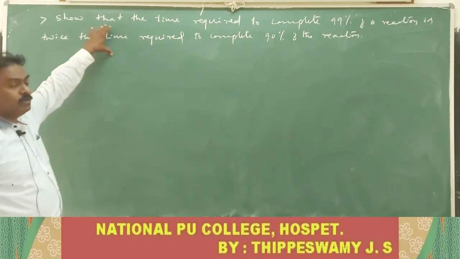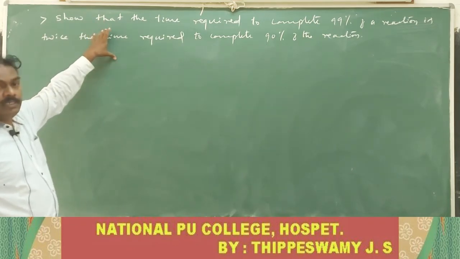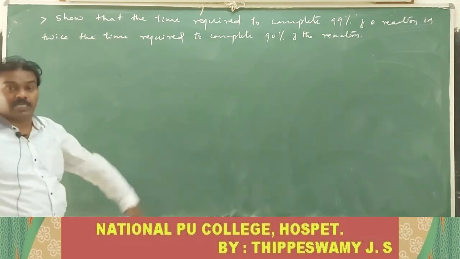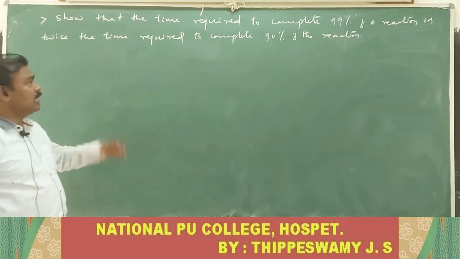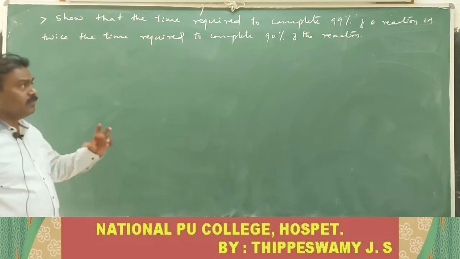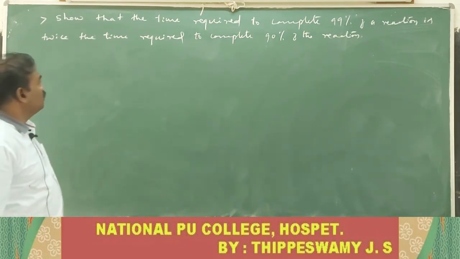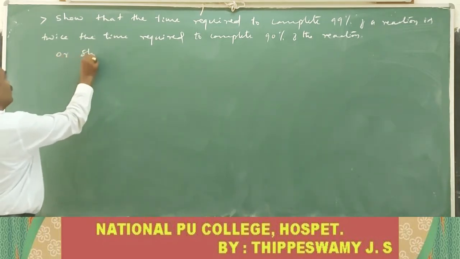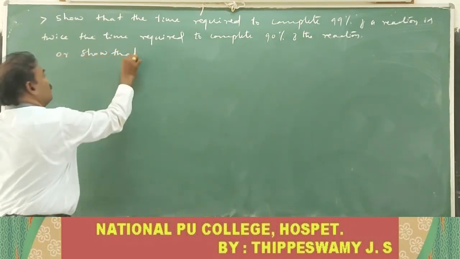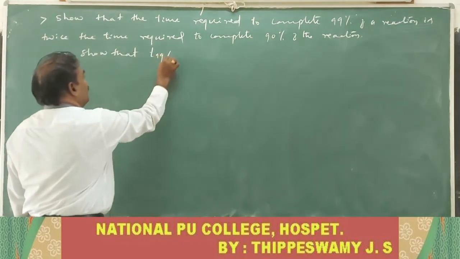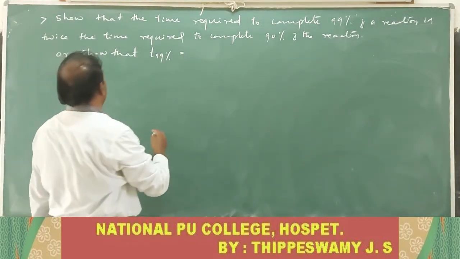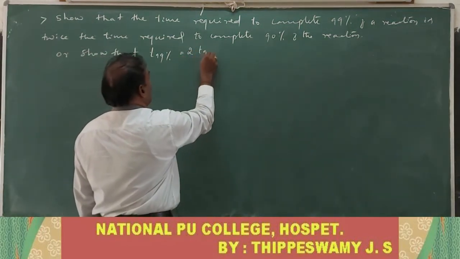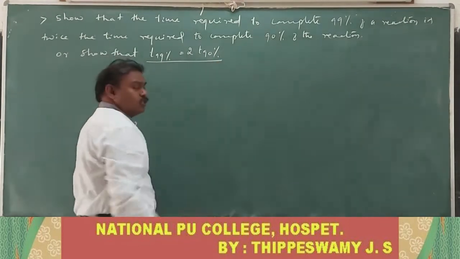Understand the question carefully, it is very important. It can be asked as a long answer question at PUC level, and it may be asked in competitive exams also. So you should know this numerical. First of all, how to get the relation. Sometimes it can be asked like this also: show that the time required to complete 99% of a reaction is twice the time required to complete 90% of a reaction.